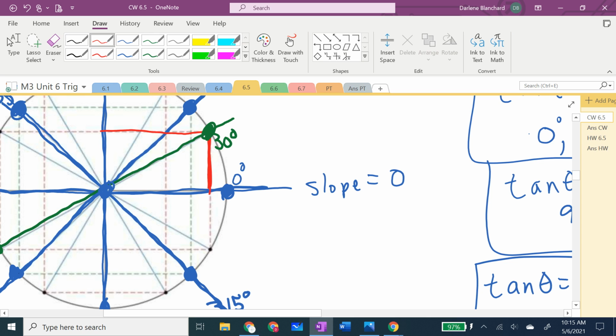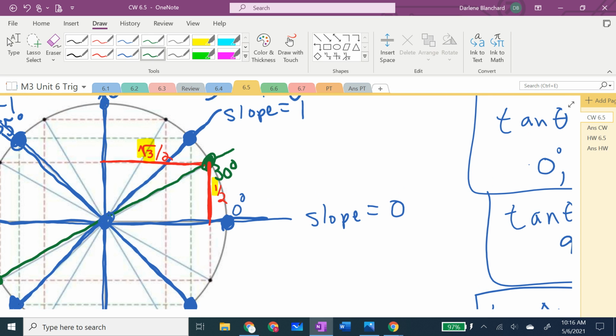This rise is 1/2. This run is √3/2. If I'm just putting those in a ratio, I could look at it as a ratio of a rise of 1 to a run of root 3. What I want you to see, and if you pay attention right now, it's going to save you a lot of grief: this slope is 1 divided by root 3. It is a positive slope.